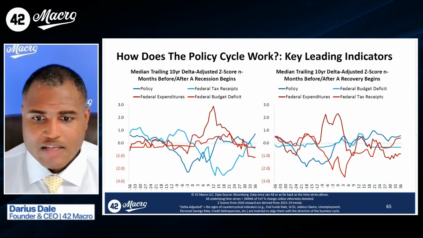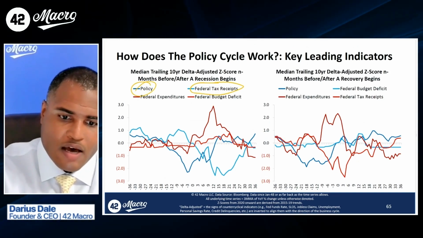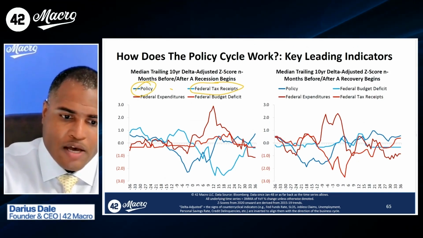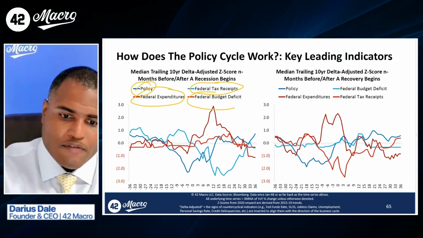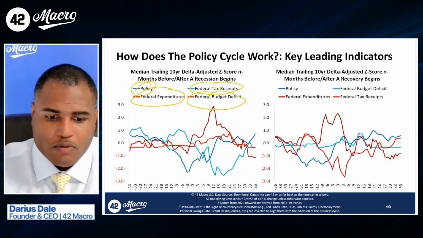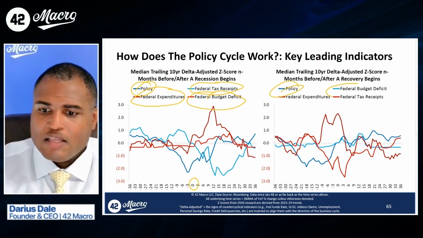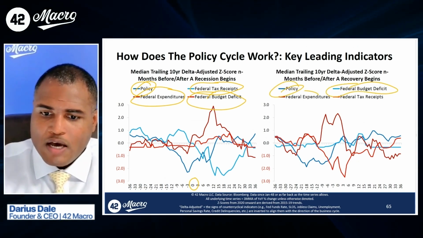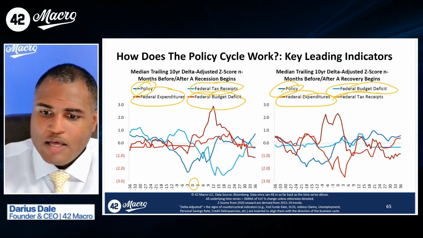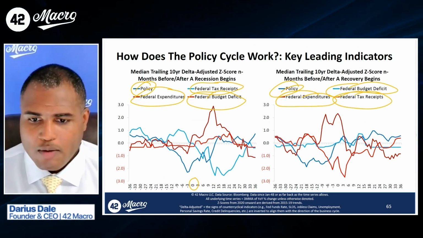So the policy cycle, how does that work? The policy rate tightens, then federal tax receipts break down, then federal expenditures break out, and then the federal budget deficit breaks out. That's how the business cycle works in and around recession on the way into the business cycle downturn. In a business cycle recovery, first policy eases, then the federal budget deficit breaks down, then federal expenditures break down, then federal tax receipts break out. That's typically how the business cycle works with respect to policy.